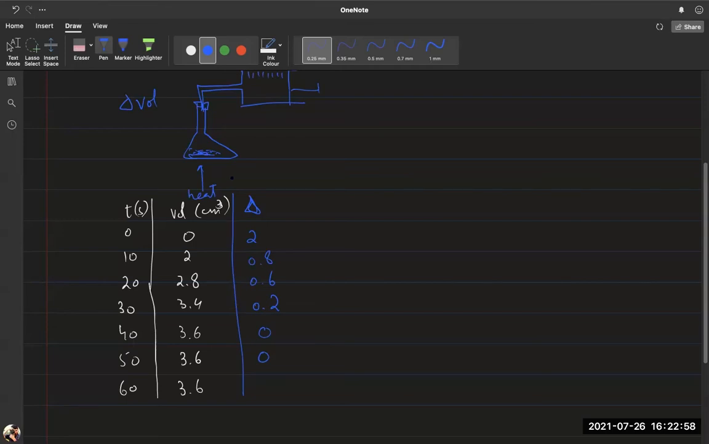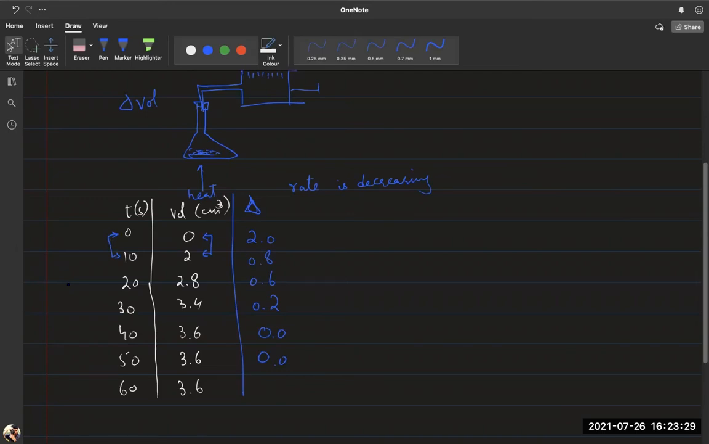This shows that for the same 10 seconds, my reaction produced 2.0 cm³ initially, but in the next it produced 0.8, in the next it produced 0.6, in the next it produced 0.2. So this tells me that the rate is decreasing. How do I know that? I'm comparing the volume produced in the time that it took to do that. And when I divide them, I'm able to figure out how much my rate is.